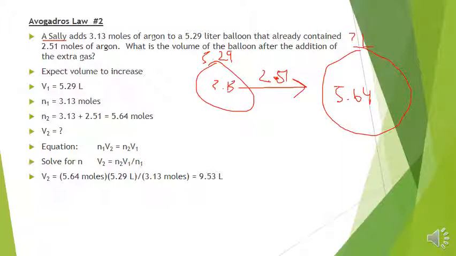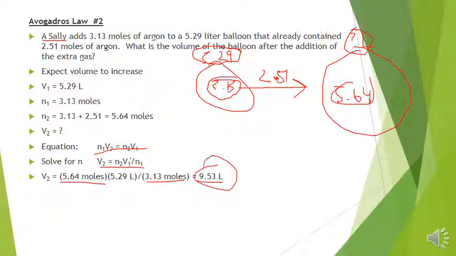Now what we want to do is find out the final volume. We have the initial volume, our initial n, our final n, and we can find out our final volume. Here's our equation. We want to solve for V2, so divide by n1. Then we plug it in. 5.64 is our final n2, 5.29 is our initial volume, and our initial number is 3.13, and the answer is 9.53 liters.